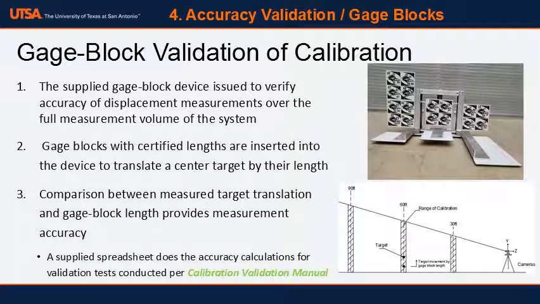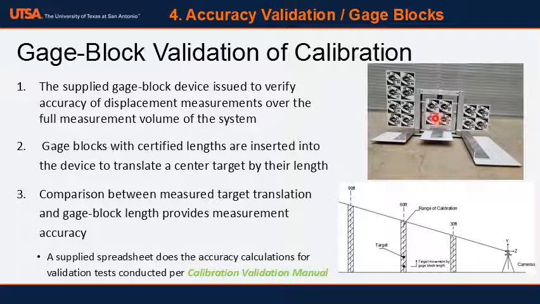All right, so the supplied gauge block device looks something like this. The concept is quite simple. There are 3 targets here, 1, 2, and 3, that create the reference axis. So you select these as the reference axis. And the middle target here is spring loaded on a rail.